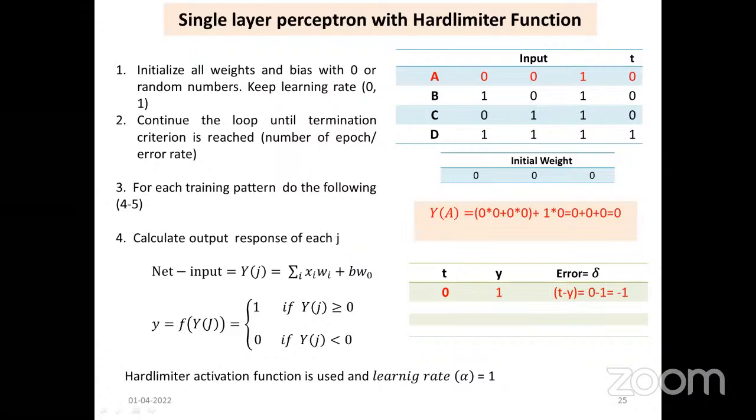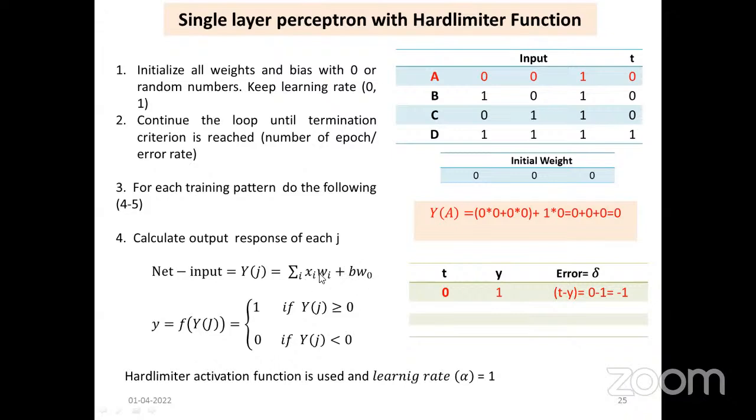We need to calculate the output response. How can we calculate it? Initially, we have to calculate the net input, and this net input should be given to the activation function. Only then can we find the response. The net input is represented by Yj. This is Ya because the name of the pattern is A. How can we calculate it? By this equation: summation of i equals 1 to n if we have n dimensions, but in this problem we have 2 dimensions only, so i ranges from 1 to 2, plus b times w0, where b means the bias and w0 the weight of the bias.